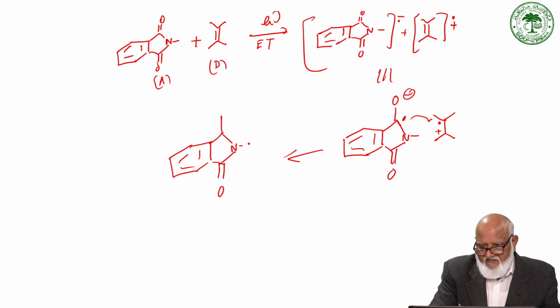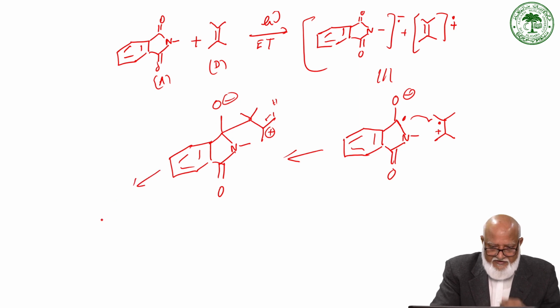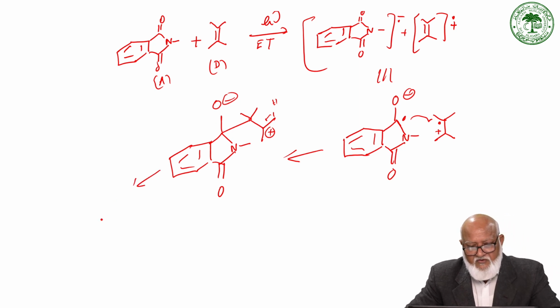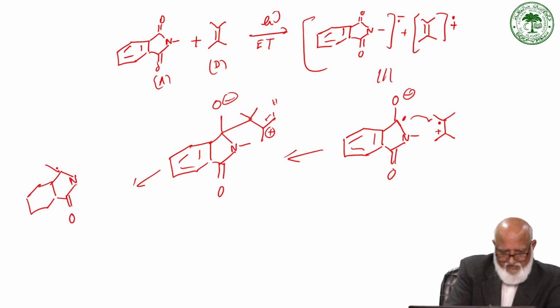Then we have a positive charge here, OH. Of course it will lose O minus. It will lose a proton from here, accepted by the OH. So we get a double bond here and OH here. So finally it has been found. This is another example of addition of donor and acceptor to give an adduct. So we get OH.